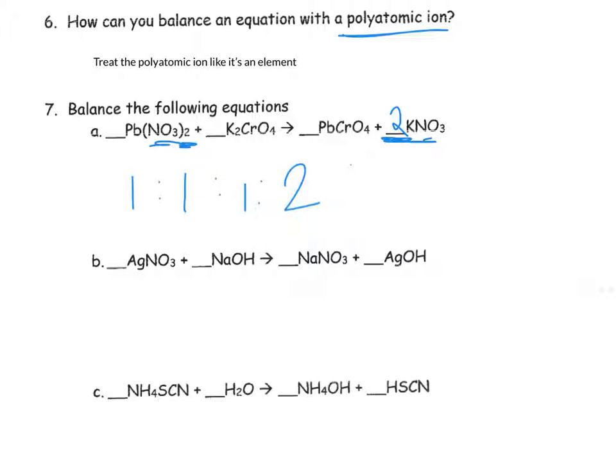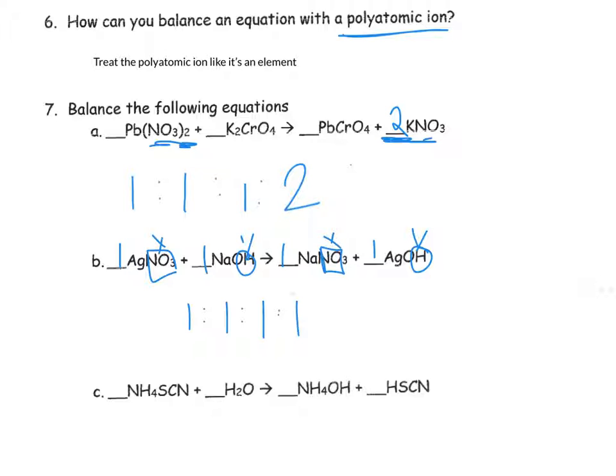Silver nitrate plus sodium hydroxide make sodium nitrate and silver hydroxide. So again, if I have NO3 right here and my OH, which is also a polyatomic ion, now all of a sudden it looks very simple to balance. In fact, one silver, one X, one sodium, one OH, one OH. This chemical reaction is what we call a balanced reaction, a 1 to 1 to 1 to 1 ratio there.